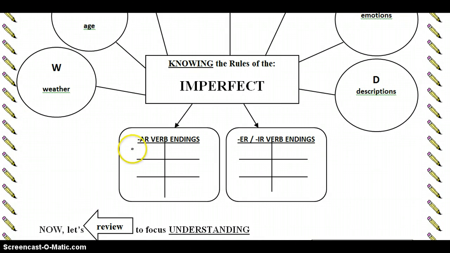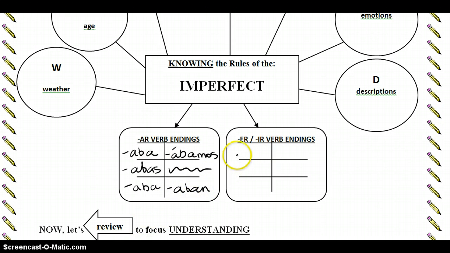Starting with the chart on the left, for AR verbs, we have aba, abas, aba, ábamos with an accent. Nothing here because we don't use it. And aban.